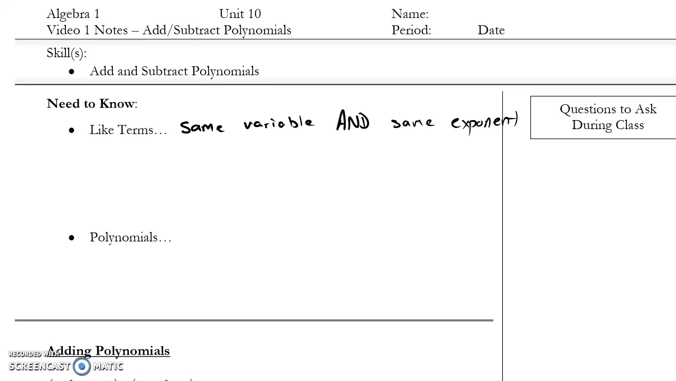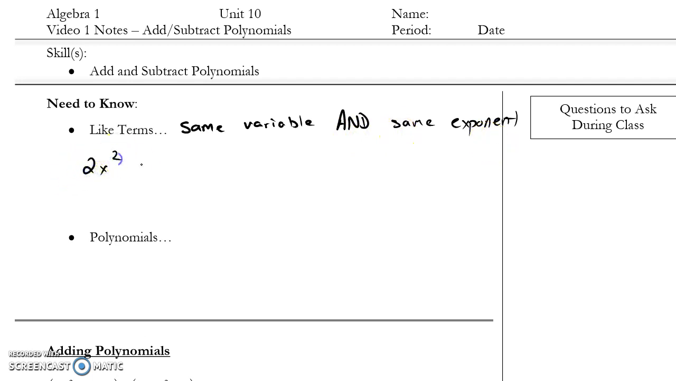The first video of this unit is going to revisit one of our old friends, adding and subtracting polynomials. Old friend? Sounds different though, but it's really the same thing. The idea of adding and subtracting polynomials is the same thing as combining like terms. So let's recall, like terms are same variable and same exponent.